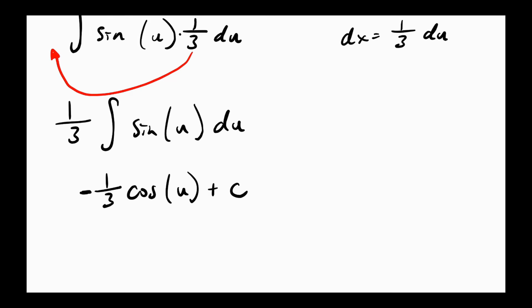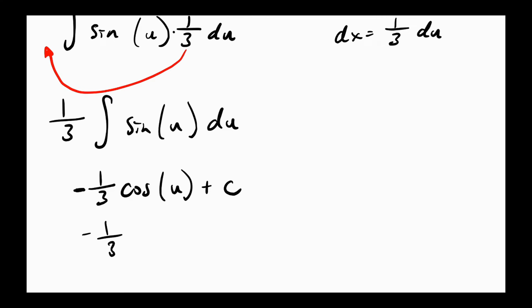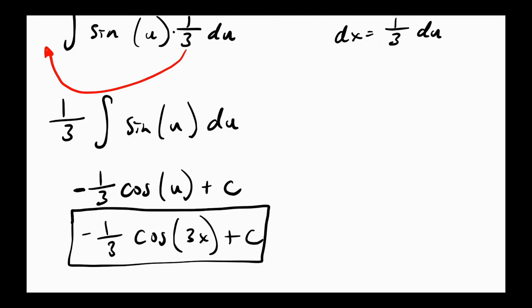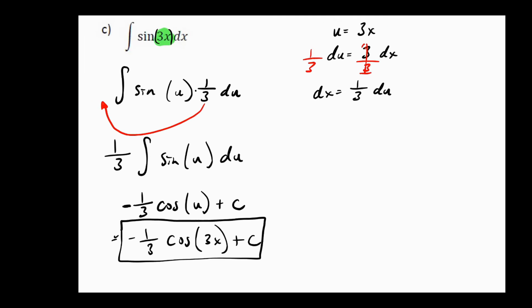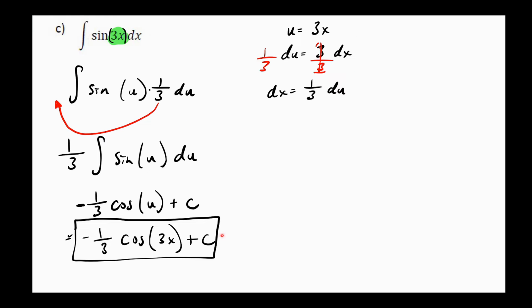Last step, sub everything back in. So instead of u, put in what u was. u was 3x, so it's negative 1/3 cosine of 3x plus c. Okay. So this guy right here is the antiderivative of this guy up here.